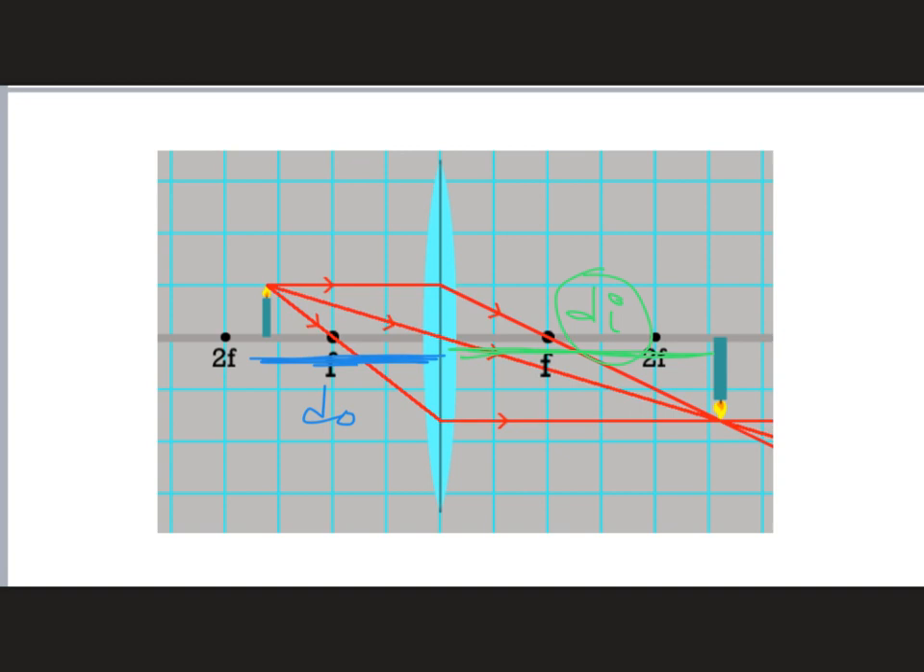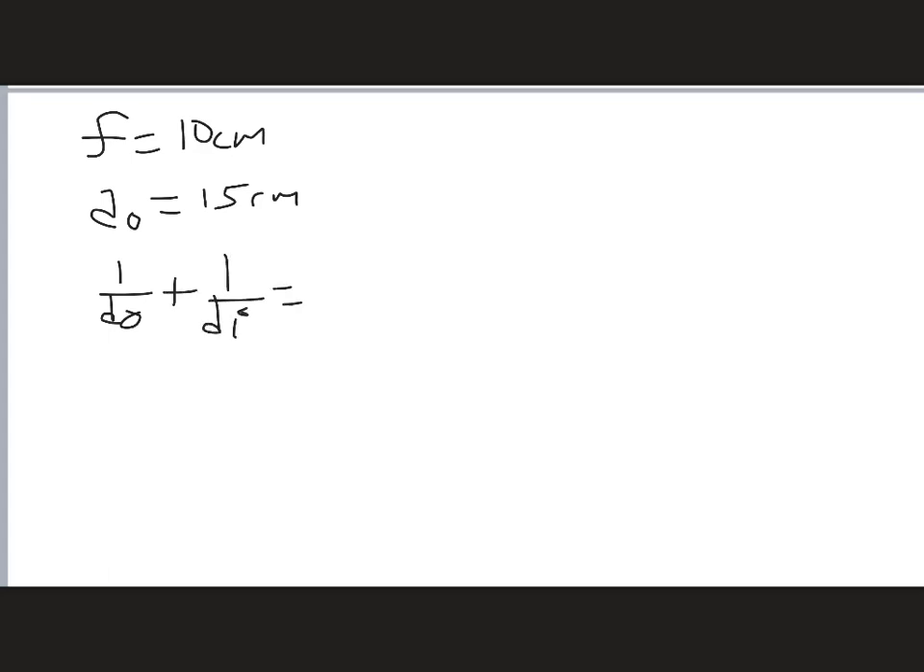Let's look at an example. Let's consider an example with focal length being 10 centimeters and an object distance being 15 centimeters. Now, the equation that we're going to use is the very same equation, that 1 over the object distance plus 1 over the image distance is equal to 1 over the focal distance. Solving for the image distance, we get the same expression that we got before. And now we can simply plug in our numbers.